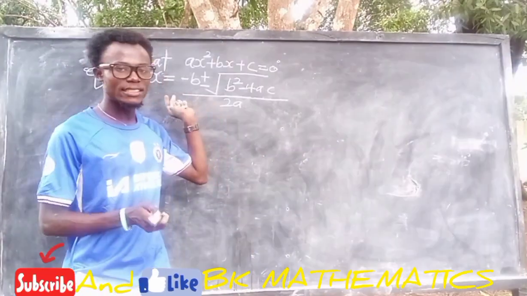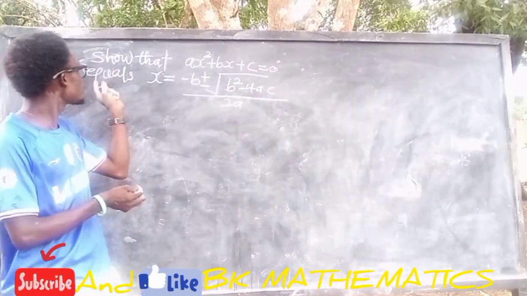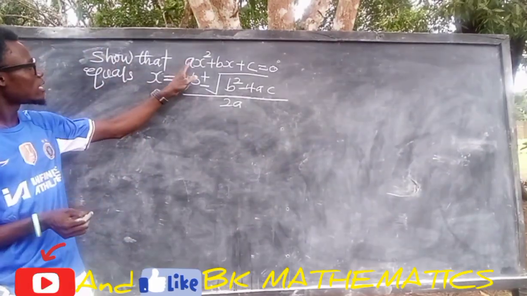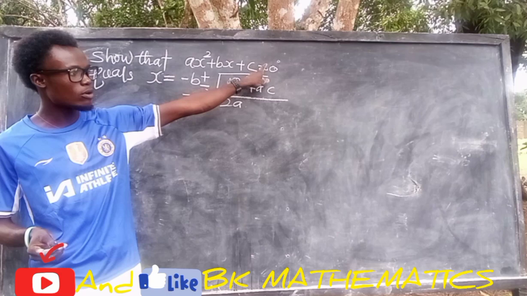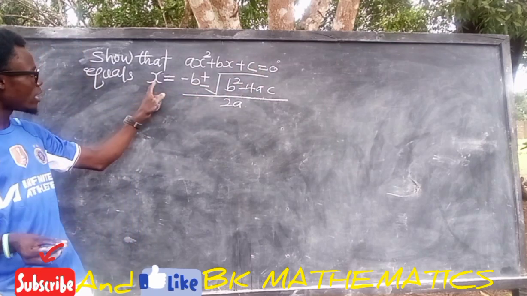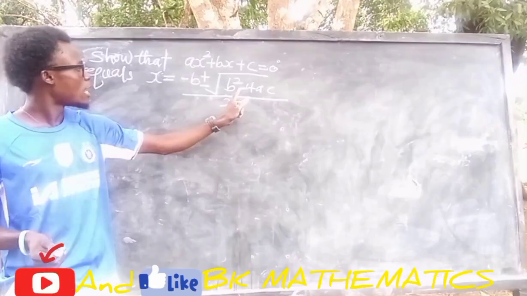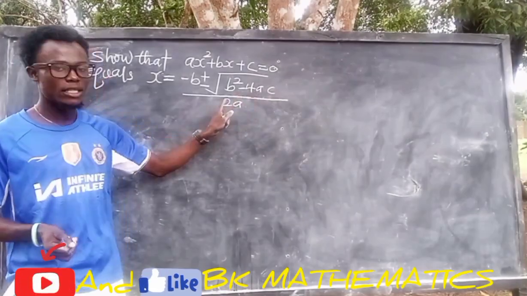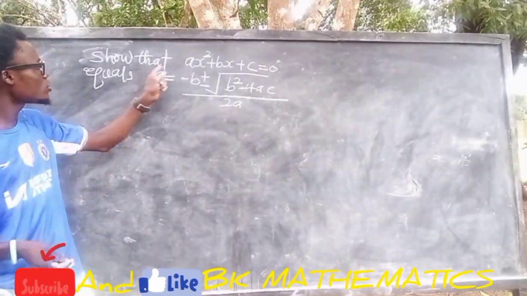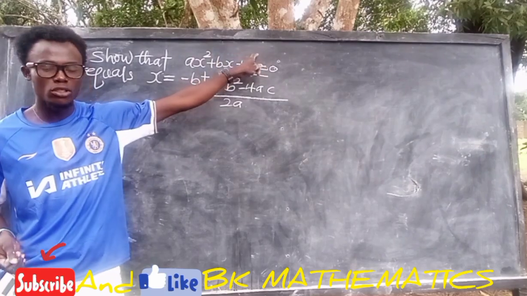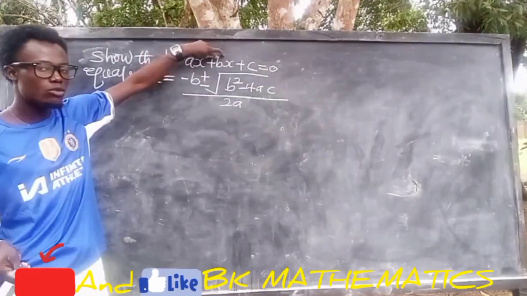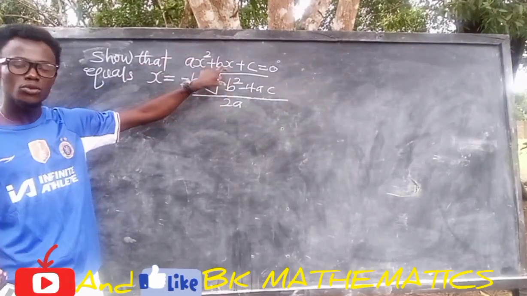This is a quadratic equation, and we have to show that ax squared plus bx plus c is equal to 0 also equals x equals minus b plus or minus the square root of b squared minus 4ac, divided by 2a. It means we have to use this quadratic equation to prove that it is equal to this.